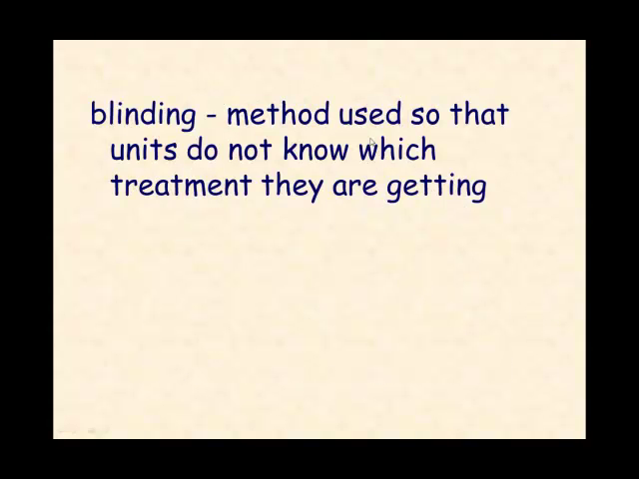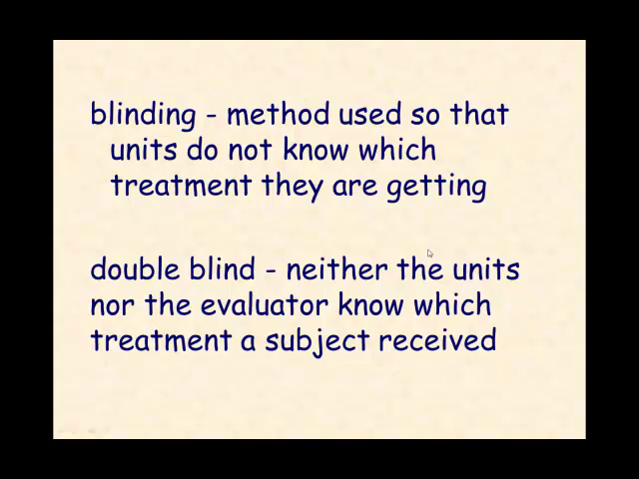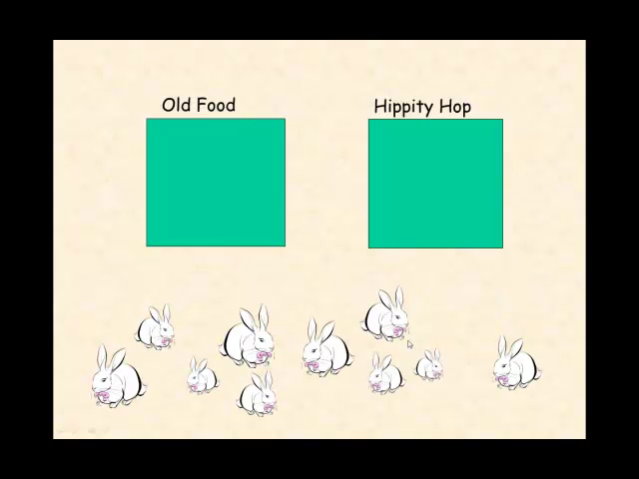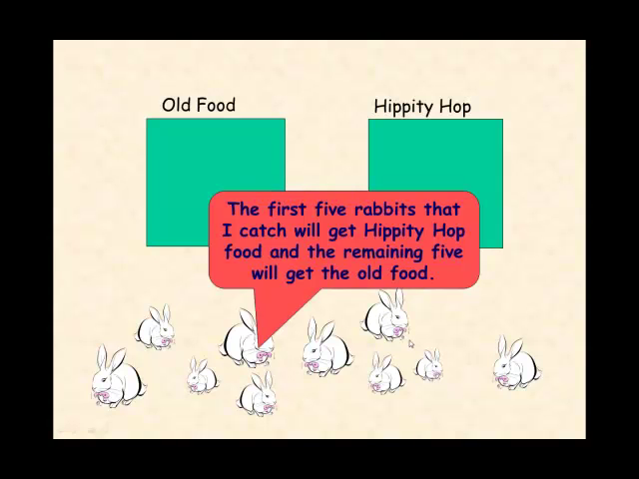So blinding is a method used so that units do not know which treatment they are getting. And then there's the double blind. Neither the units nor the evaluator know which treatment a subject is receiving. So the first 5 rabbits that I catch will get Hippity Hop food, and the remaining 5 will get the old food.